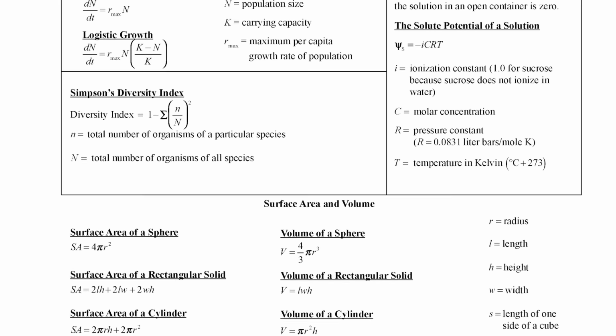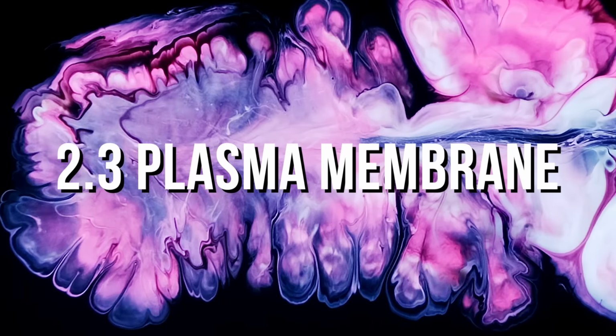Surface area and volume calculations help biologists predict how cell size affects function and efficiency. All of the equations you need are on the formula sheet, and if you need help understanding the math, check out the math review sheet in the Ultimate Exam Slayer.